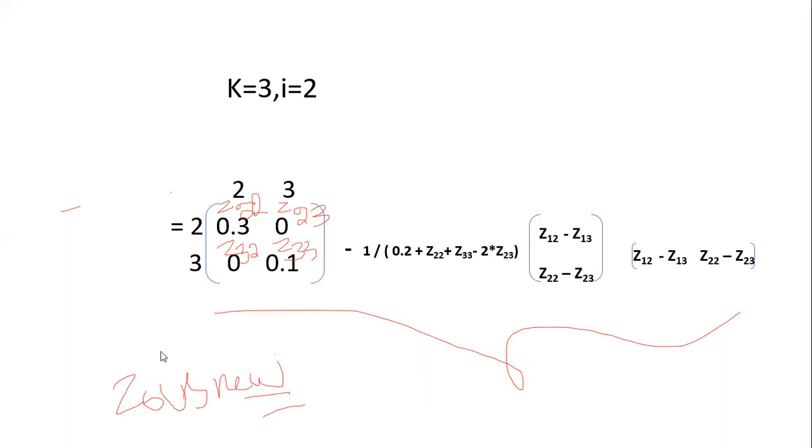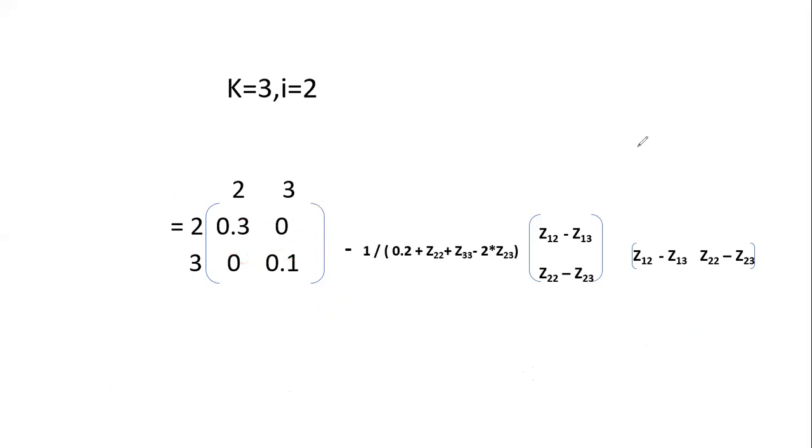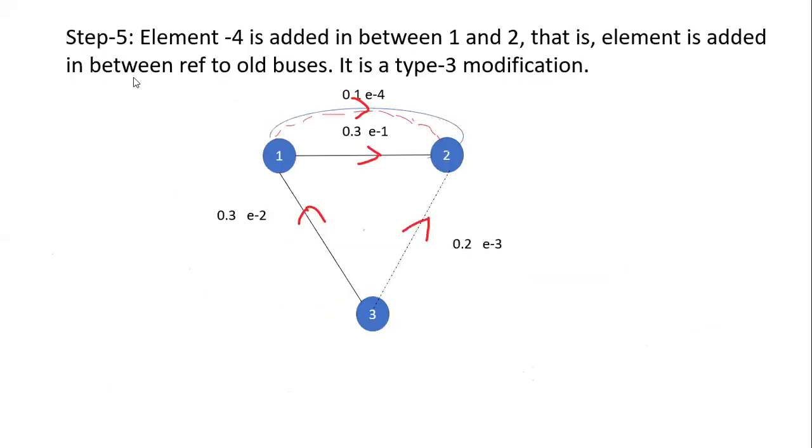Next, we are having another element. Okay, that is the element 4 is added. Okay, the element 4 is added in between the first and second nodes, in between the bus 1 to bus 2.